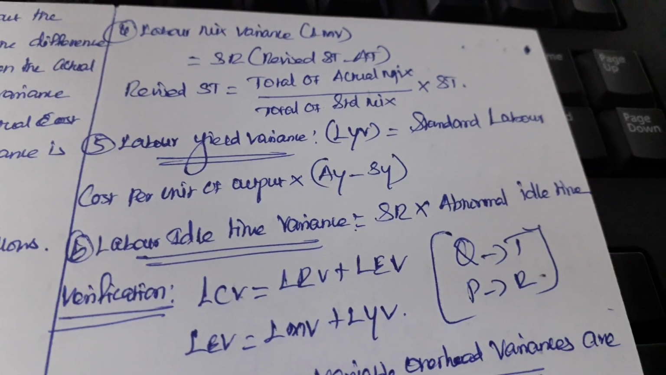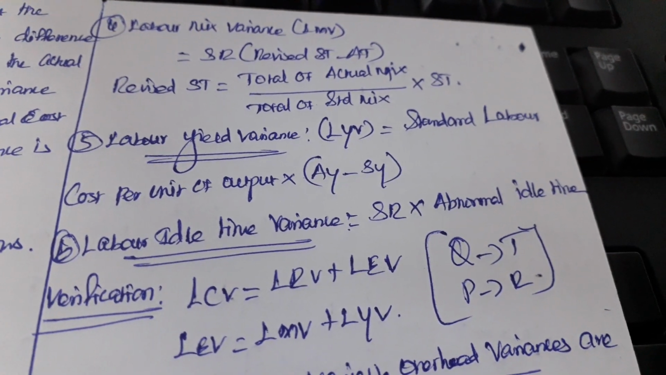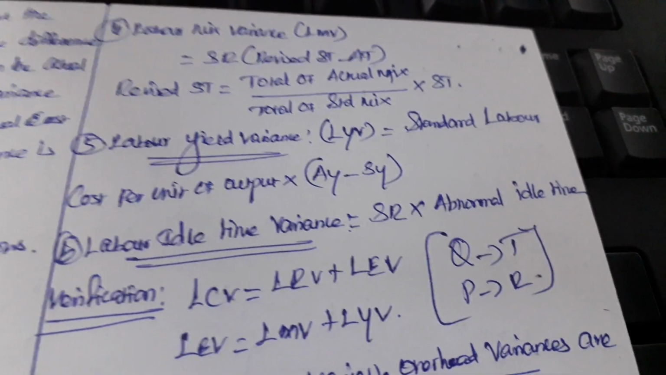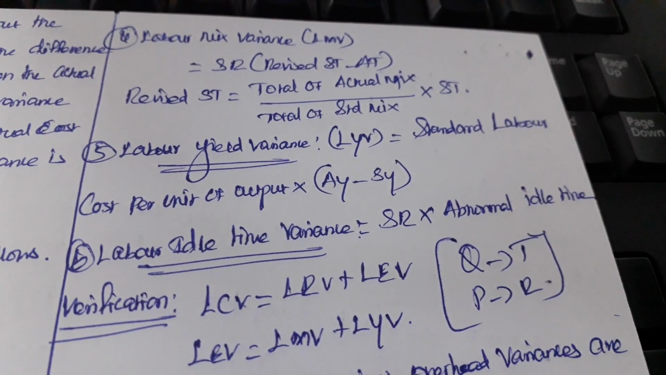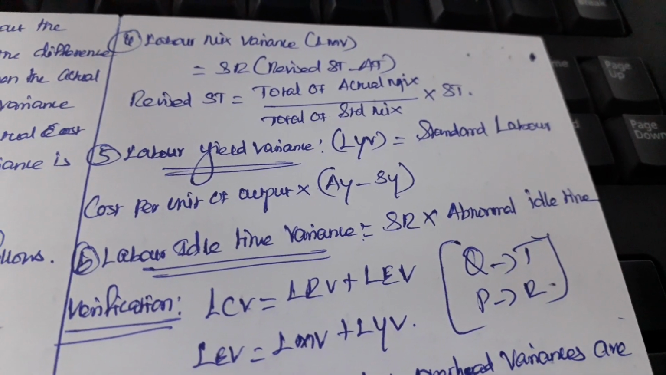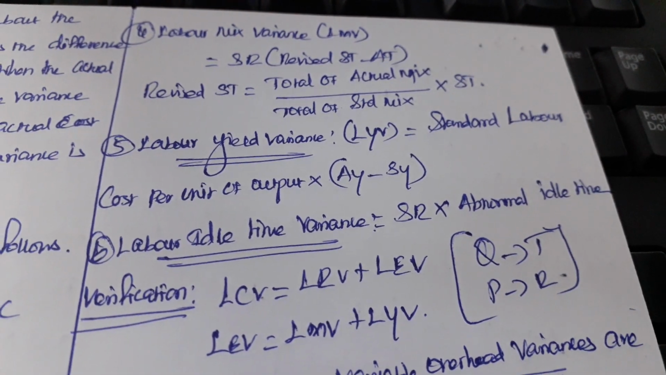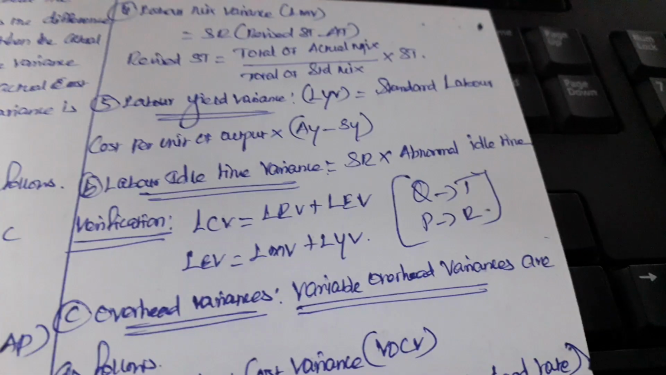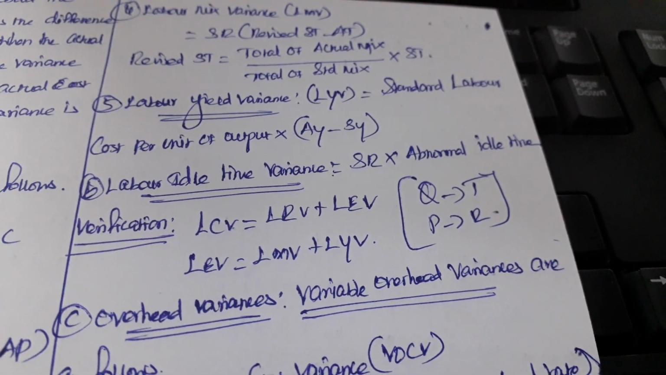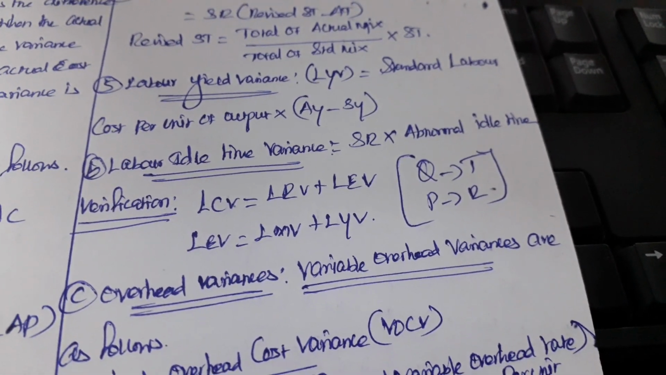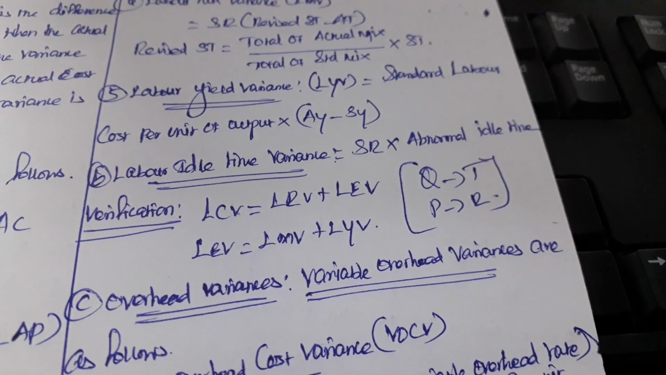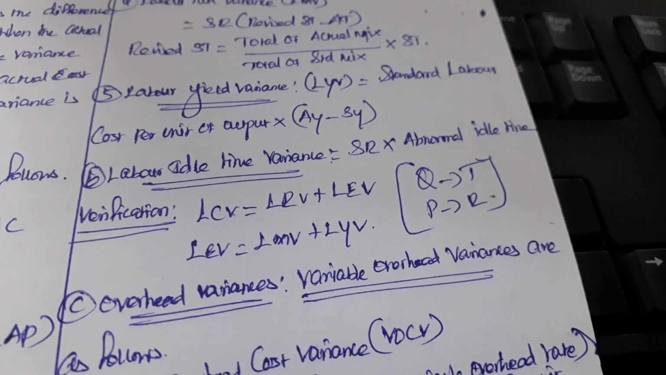Next is labor yield variance. For labor yield variance, we have the formula: standard labor cost per unit of output into actual yield minus the standard yield. After that we can verify the formula through this equation. One more variance is the labor idle time variance.